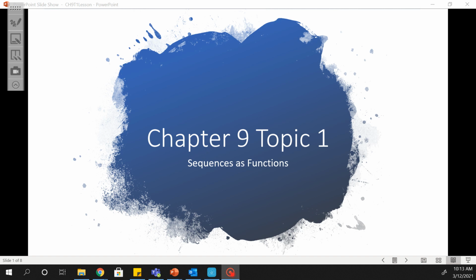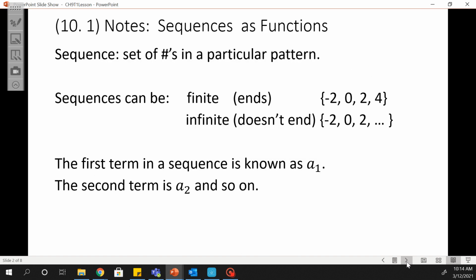Alright, today we're going to be looking at Chapter 9, Topic 1. Chapter 9 is on sequences and series. Today we are going to be looking at sequences as they relate to functions.